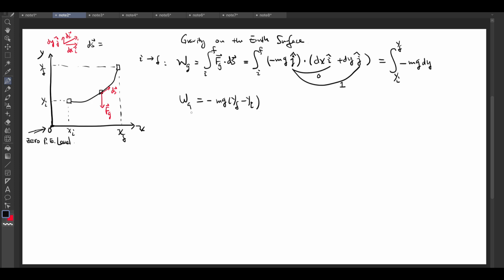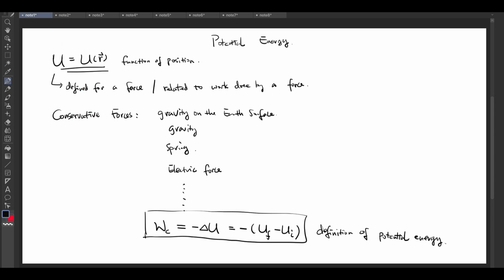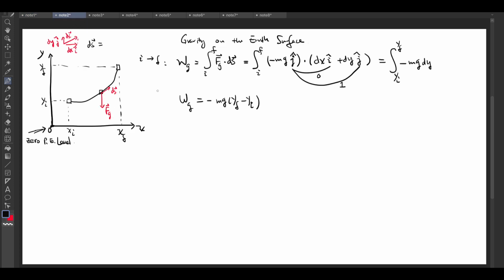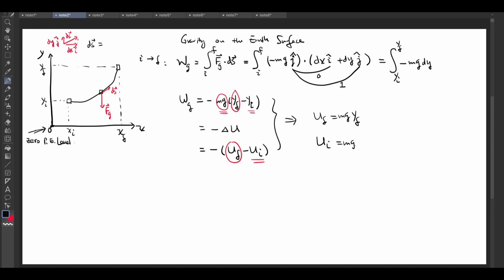That's W_g. Now let's recall the potential energy definition. The work done by a conservative force equals negative delta U. So let me rewrite this as negative delta U. That's our definition for the potential energy for an object on the Earth's surface. And delta U means U final minus U initial equals that, right? So we can associate U final with mg times y final, and U initial with mg times y initial. Let me write out this association: U final equals mg y final, U initial equals mg y initial.